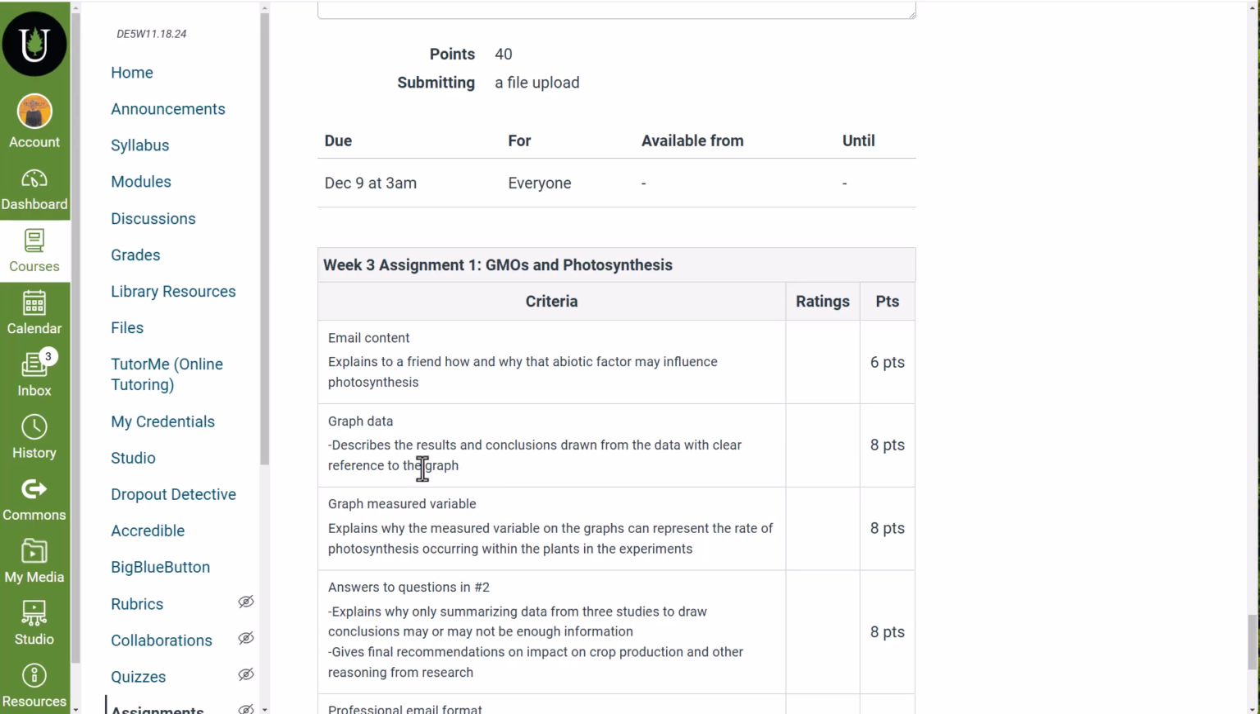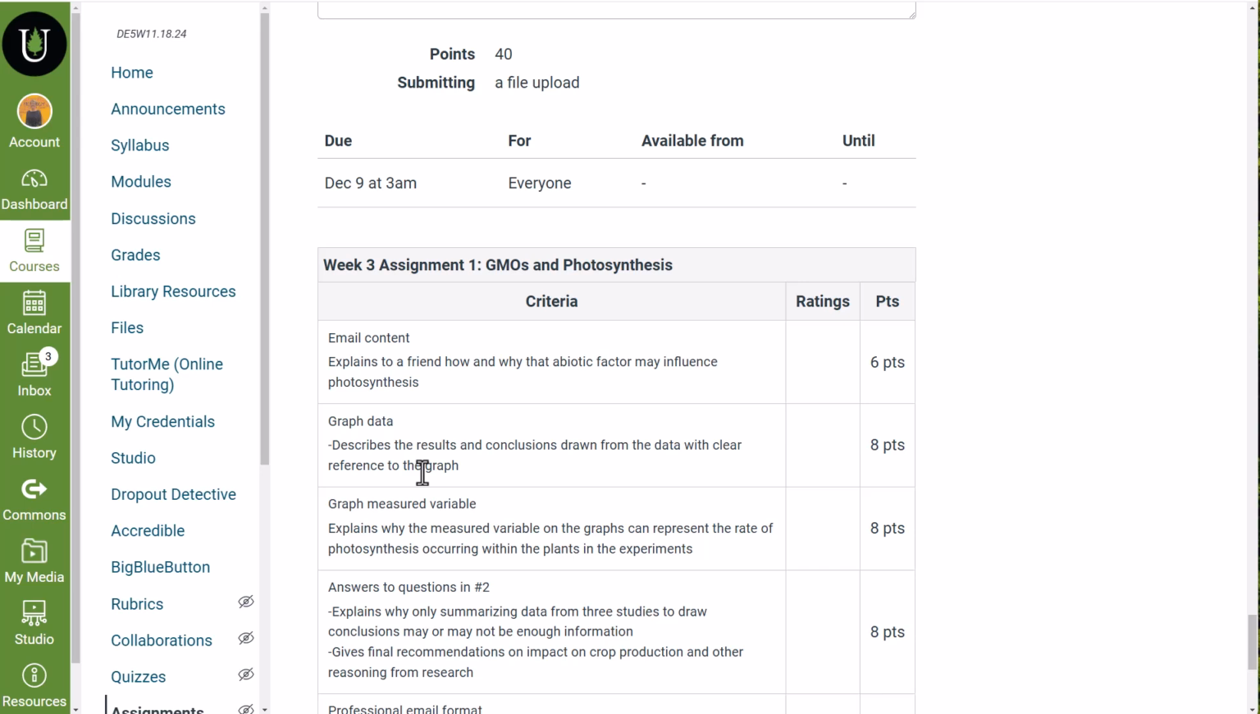What are we measuring? What variables? And then how do we interpret that? And when we're saying how do we interpret that, we specifically really want to know, is the GMO doing better under these conditions or worse under these conditions? Because your friend wants to know whether they should start using GMOs in their crops or not.